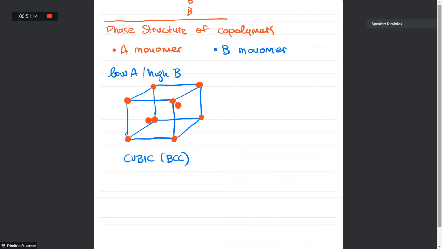So all the circles are the A monomer, and the rest of the cube is essentially representing the B monomer. In order to create this structure, the volume fractions of the A monomer that we use range between 0 and 21 volume percent.